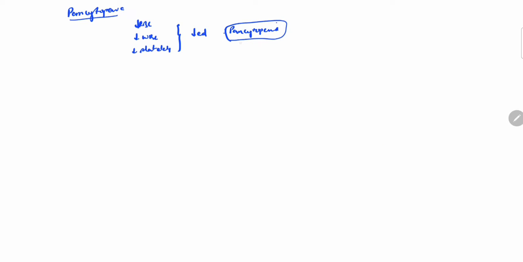And you diagnose pancytopenia when there is decreased RBC, WBC and platelets. When all the three lineages are decreased, it is called pancytopenia. That is how we identify pancytopenia.